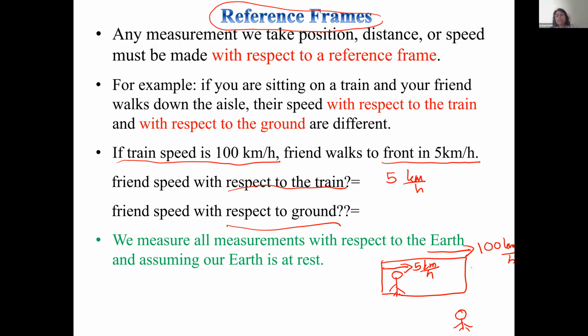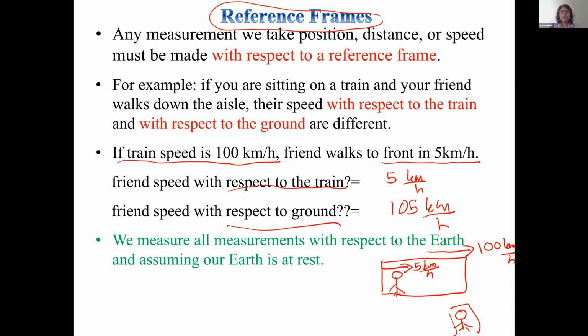So now we know that the train is at very high speed, and inside the train there is a person walking 5 kilometers per hour. So this person outside, that is the ground basically, with respect to the ground, your friend has two speeds. One is the train speed, the other one is the friend's speed. Then you need to add these up. That will give you the speed with respect to the ground. That means 1000 plus 5 is 1005 kilometers per hour. So you see that these two numbers are totally different. Because of that, the reference frame is very important to mention when we take the readings.